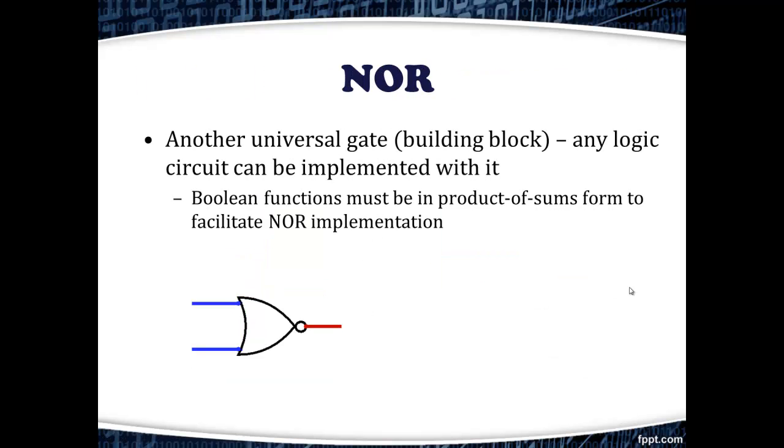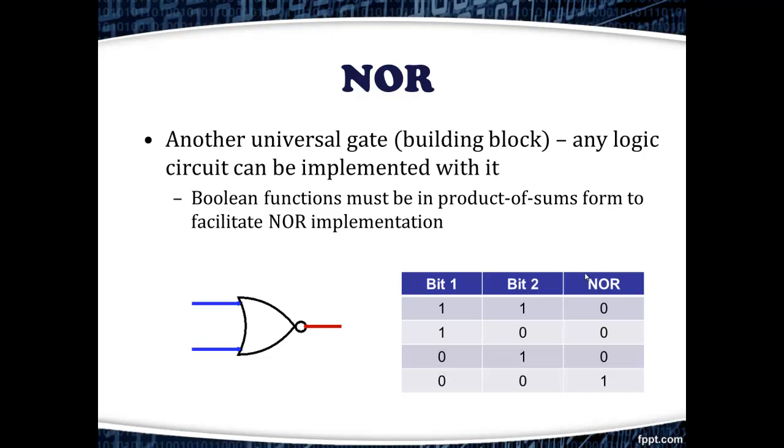Another building block is the NOR gate, or NOT OR. Again, any logic circuit can be implemented with it, and specifically with combinations of NOR gates. In contrast to the NAND gate, if you want to take a Boolean function and implement it using NOR gates, it's a good idea to have that function in product of sums form. It makes it a lot easier to implement. And our textbook talks about how to implement different functions using NAND and NOR gates and the rules therein.